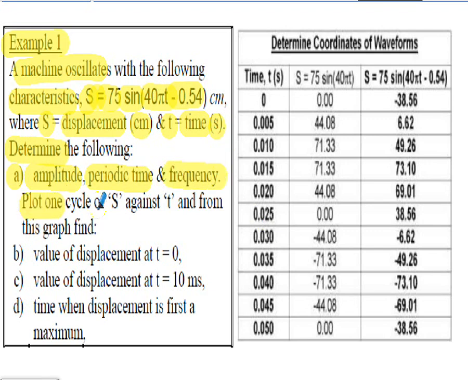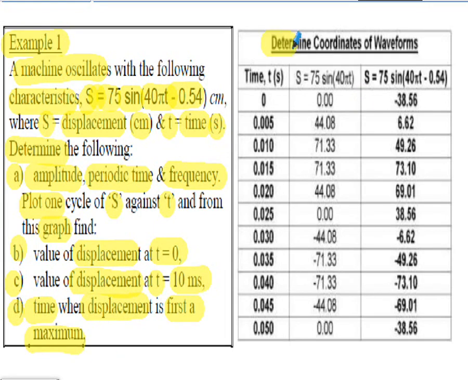and we're asked to plot one cycle of S against t, and from the graph we plot find B, the value of displacement when the time t is equal to 0, C, the value of displacement when the time t is equal to 10 milliseconds, and part D, the time when the displacement is first a maximum.